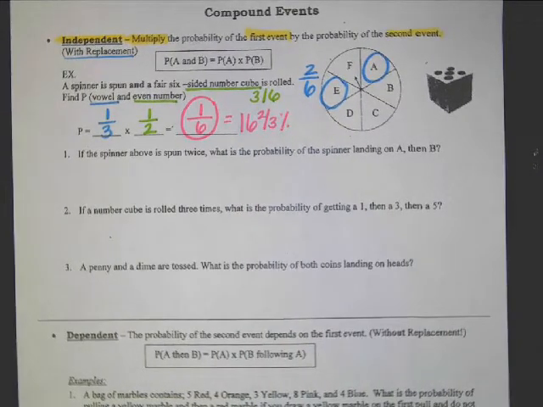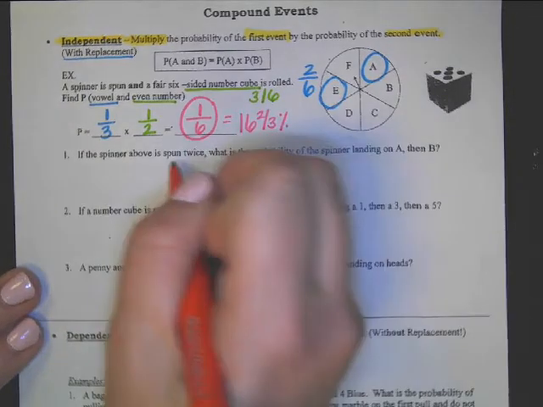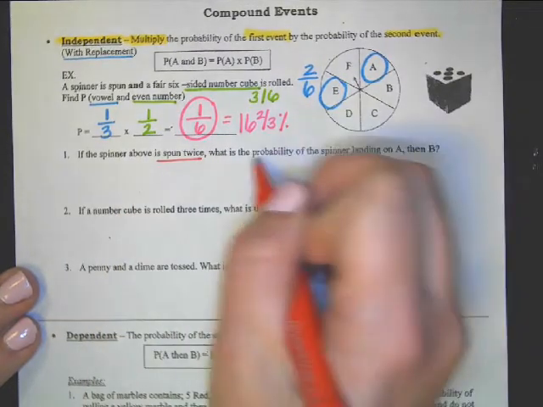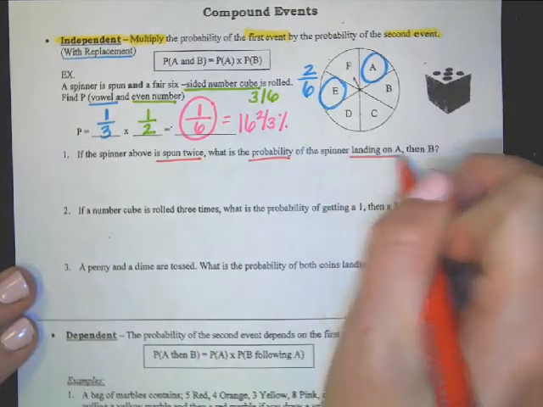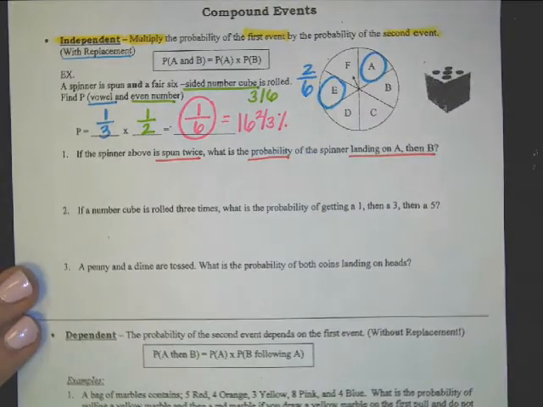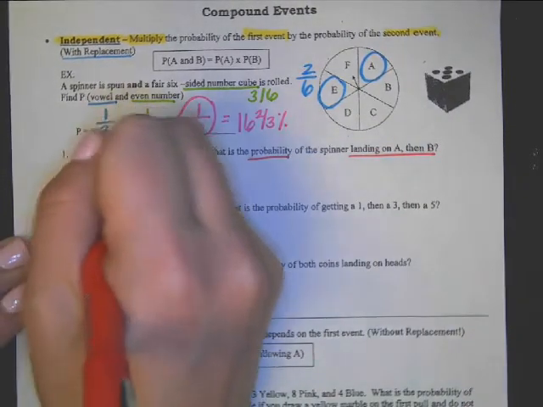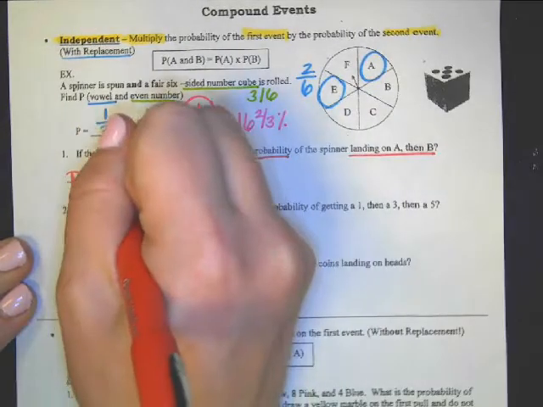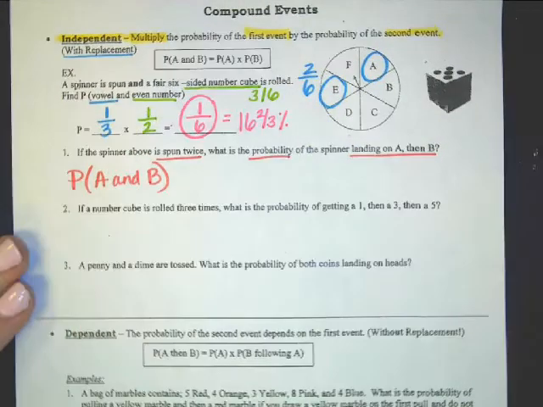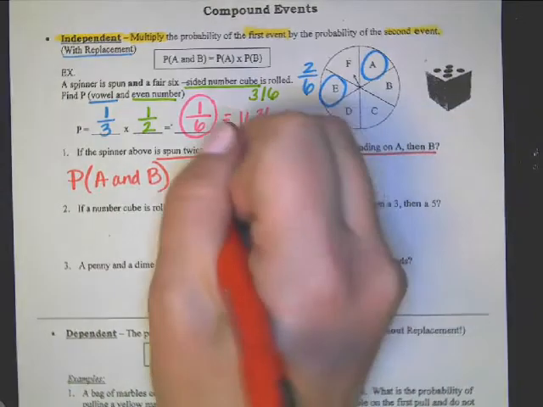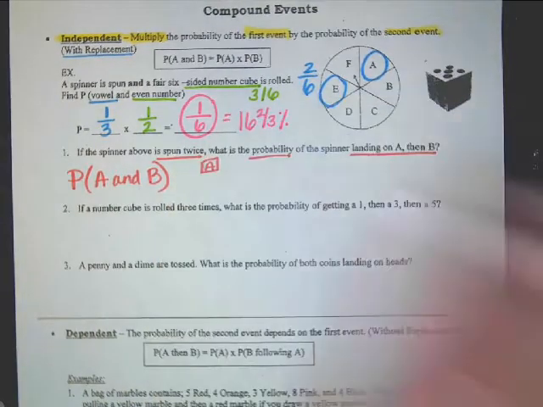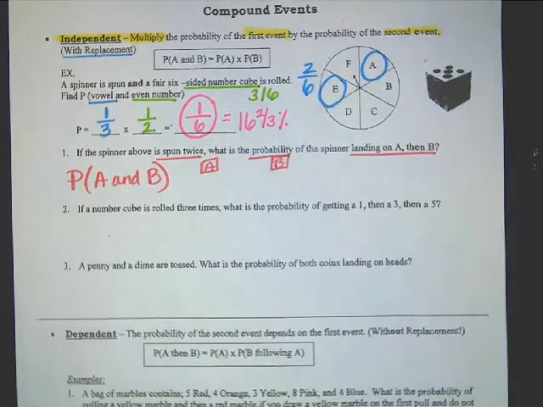Let's check out another example. It says, if the spinner above is spun twice, what is the probability of the spinner landing on A and then B? First, let's find what was important here. We're going to spin it twice. We want to find the probability of it landing on A and then B. I want to make sure what I'm writing is the probability of A and B.